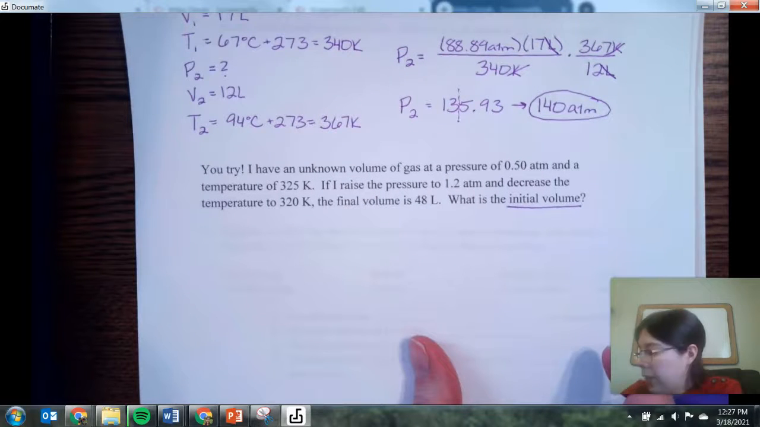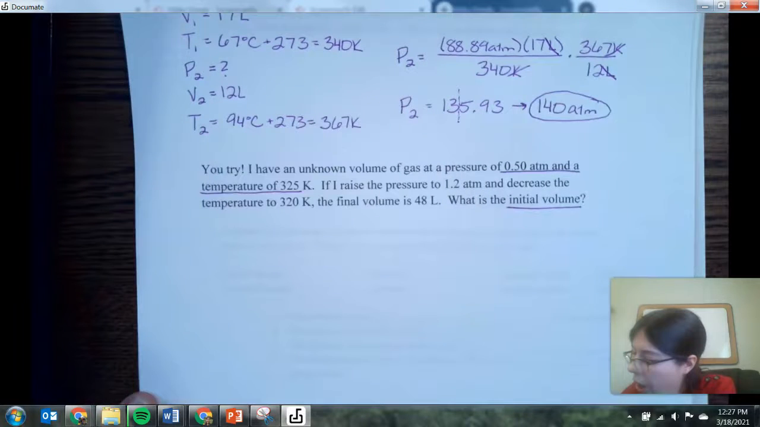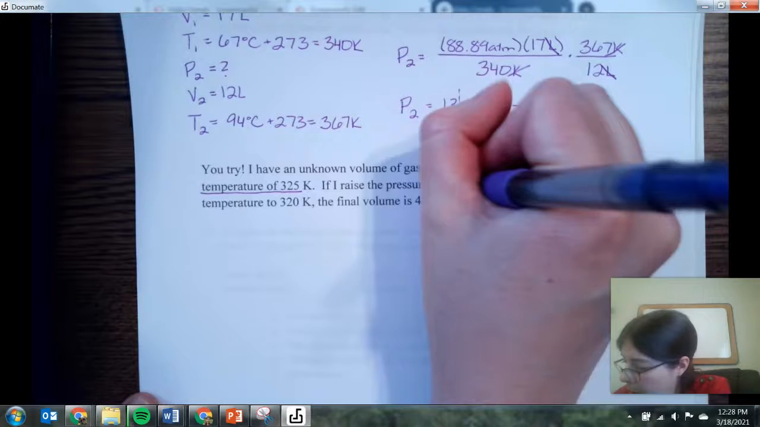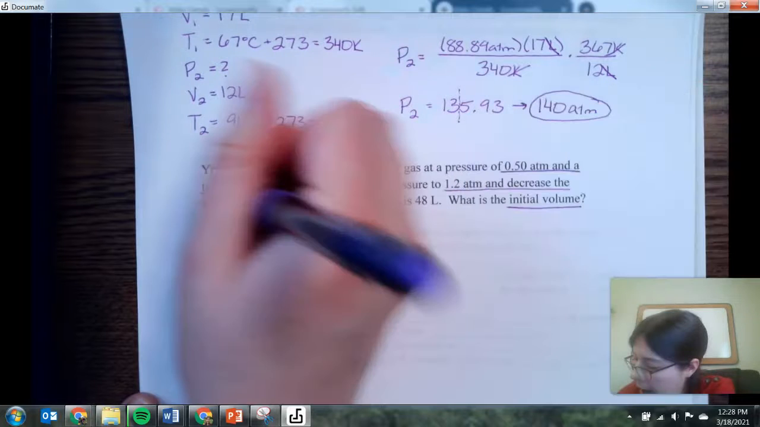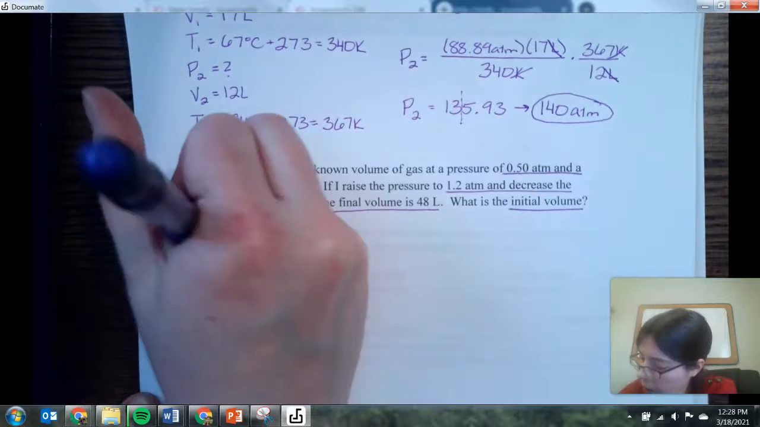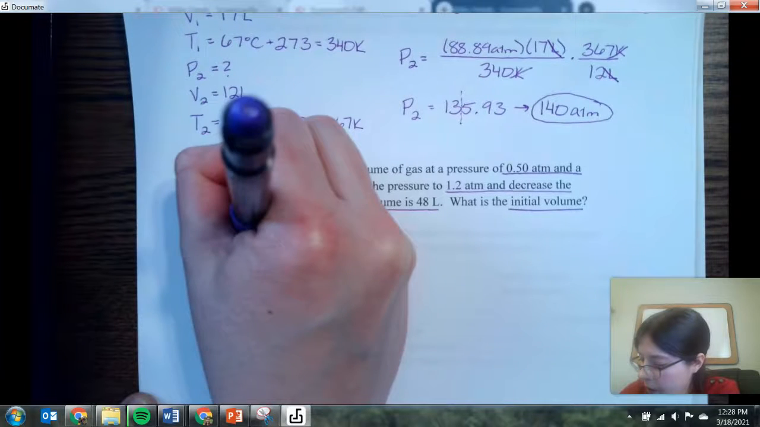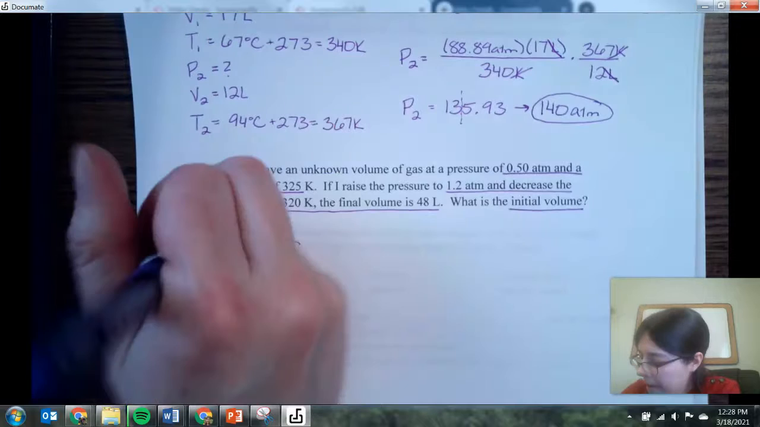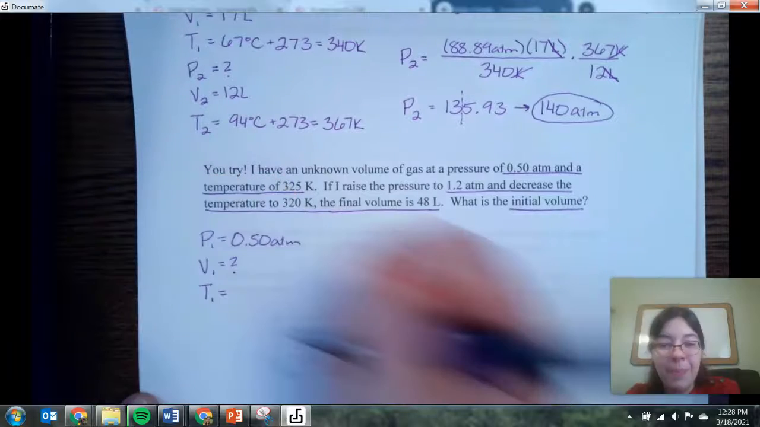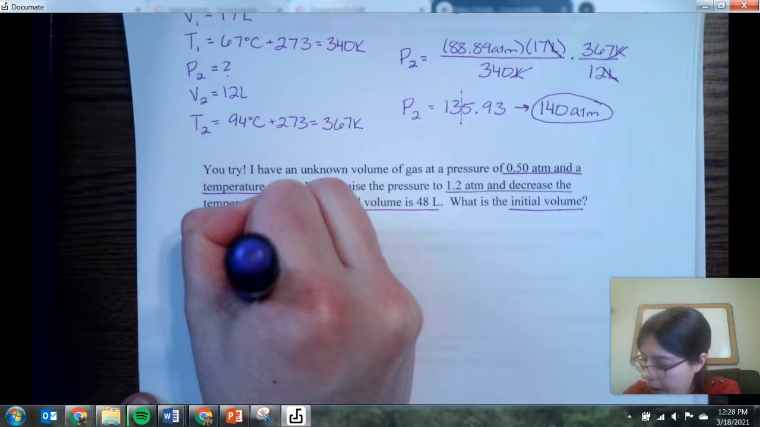Okay, so if I read through this, my paired values that I start with are 0.50 atmospheres and 325 Kelvin. And then my final values are my 1.2 atmospheres, my temperature of 320 Kelvin, and my final volume of 48 liters. So P1 is equal to 0.50 atmospheres, so much lower than our last problem. V1 is unknown. That's what I'm being asked to find. And then T1, they are nice and give us the temperature in Kelvin, so I don't need to convert in this case. So 325 Kelvin.